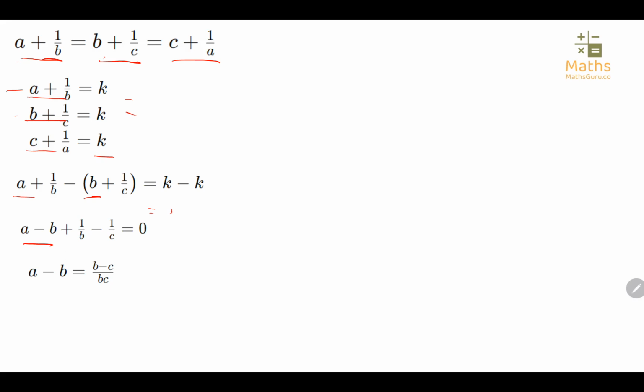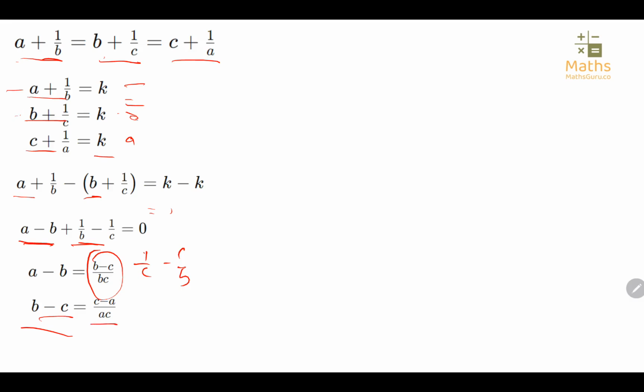Now if I keep a minus b on the left hand side and these things on the right hand side, it will become 1 by c minus 1 by b, which is equivalent to b minus c divided by bc. Similarly, we can do it with the other two equations. We have done it for these two, let's do it for these two equations also, so b minus c over bc equals c minus a over ac.